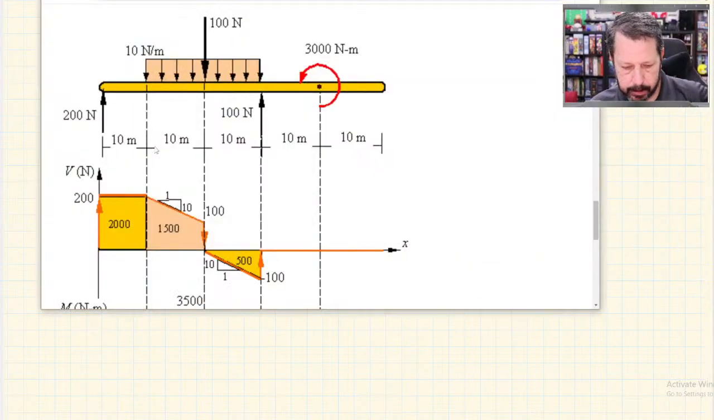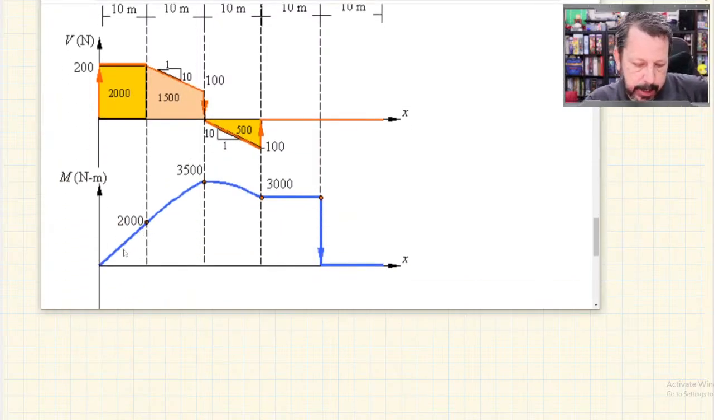Nope, not there. Here, let's see. So here, the blue line on this picture is the bending moment diagram. And so anywhere on it would be the slope. Any tangent line to it at any point is the slope. So here's one that's easy.